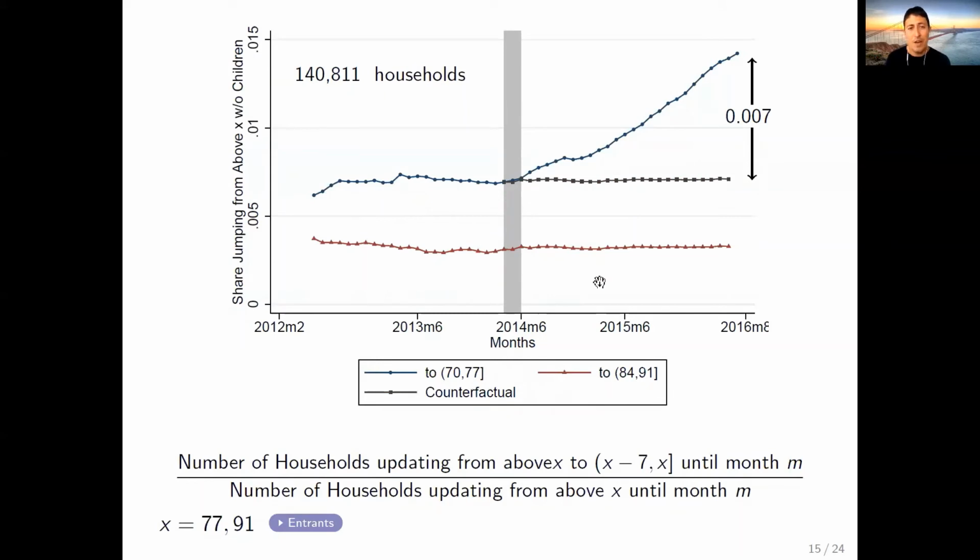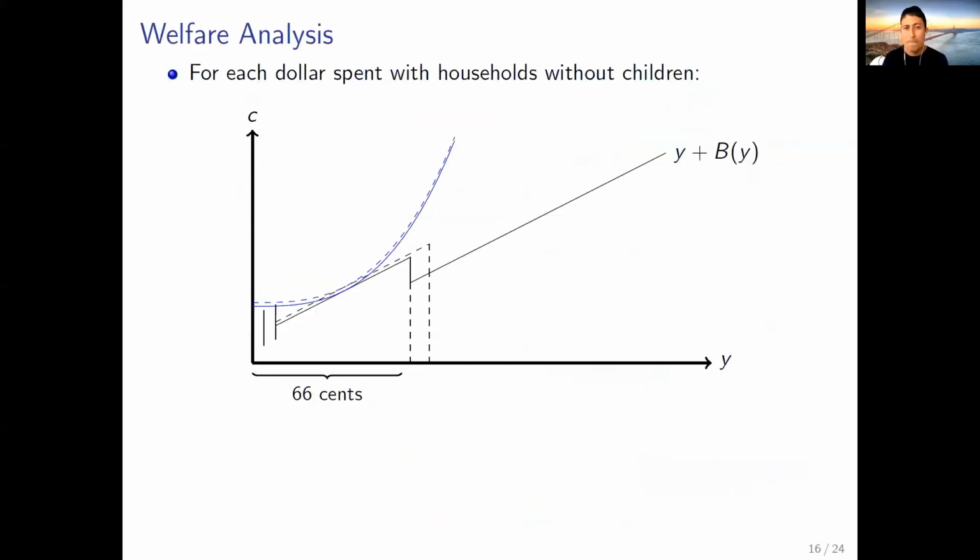So under the identifying assumption that the share of households obtaining 77 and 84 and 91 would remain parallel in the absence of the reform, we find that 0.7% of the households jump to the threshold because of the reform. That's the causal effect of the reform, right? So plugging these numbers into my welfare analysis formula, this is what I find.